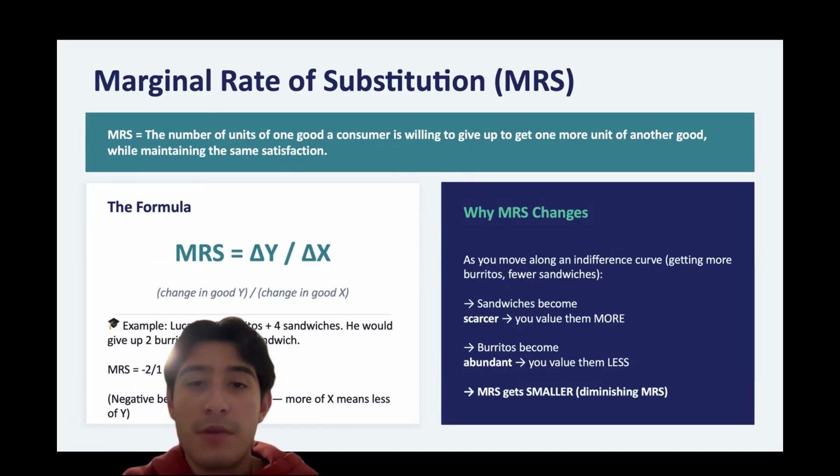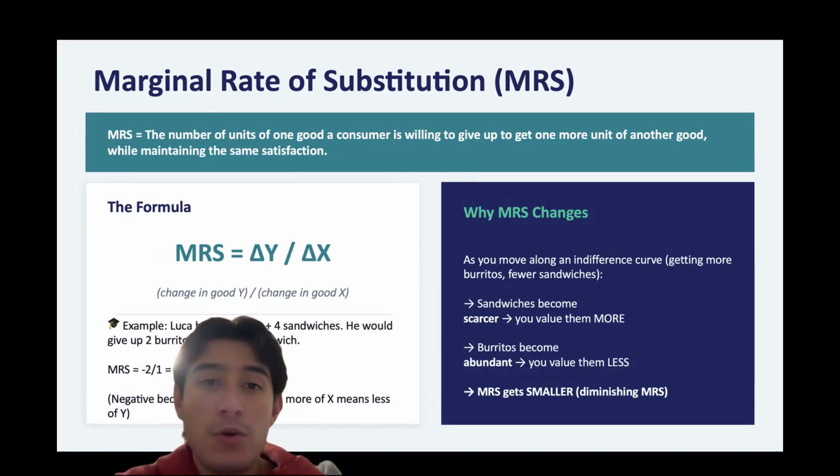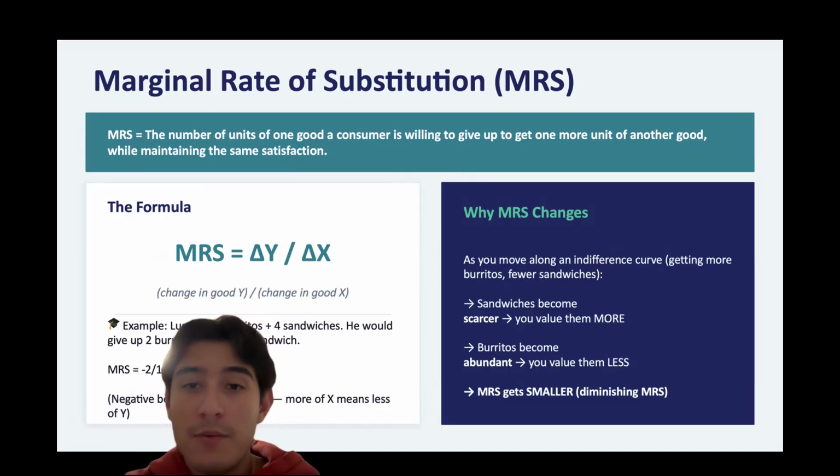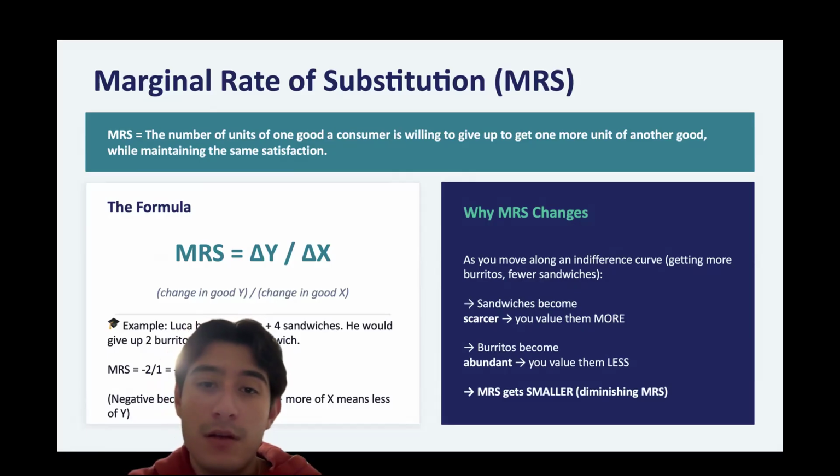So here's an example from the textbook. A student named Luca has 5 burritos and 4 sandwiches per week. He would be willing to give up 2 burritos to get just one more sandwich. So his MRS equals -2 divided by 1, which equals -2. The reason it's negative is because it's a trade-off. You gain one thing, but you lose another.